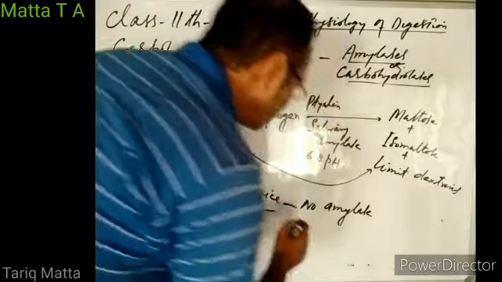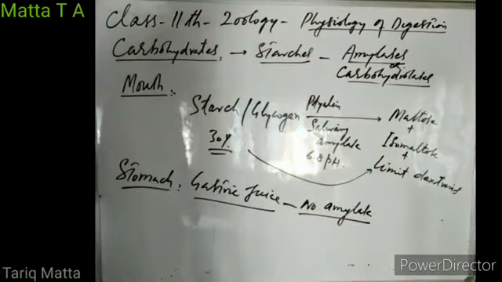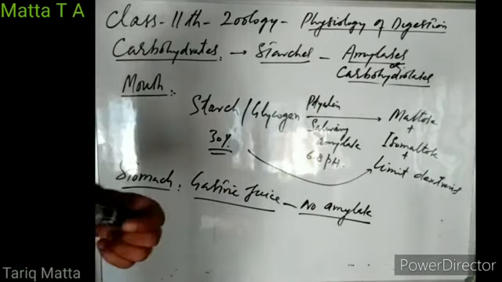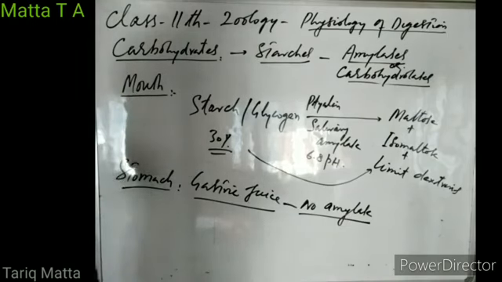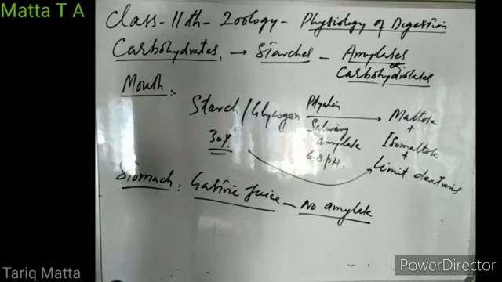Gastric juice contains no amylase. In gastric juice, there is no amylase present, right? So gastric juice doesn't help us in the digestion of starch. Gastric juice doesn't act on starch. However, the HCl present in gastric juice helps us in softening up the plant food material which we ingest.